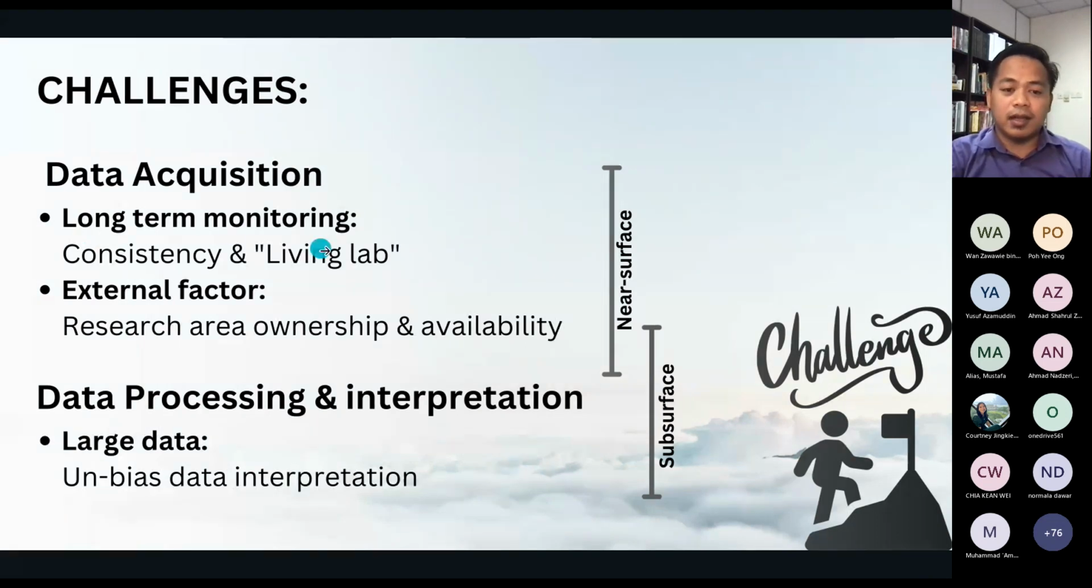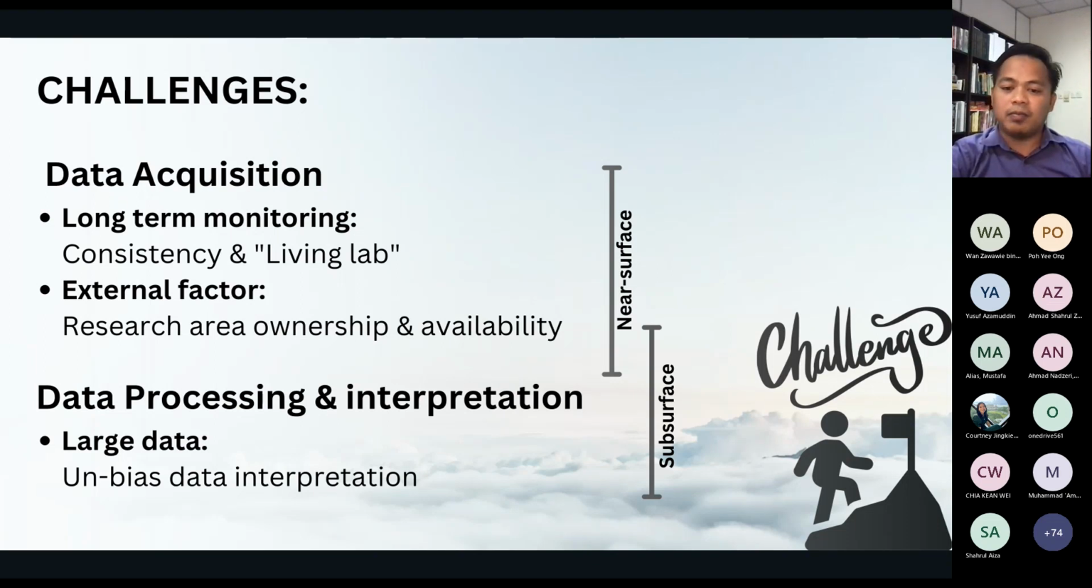And during this, I mentioned the living lab. Normally geologists have the lab in the field. So you have to deal with the people, you have to deal with the surroundings, the human activity as well. So somehow it's a lot of challenge to deal with that. External factor, research area, ownership, like I said just now, availability. So somehow we want exactly that area, but it's not available for us to access. So that is another problem that we normally go through.